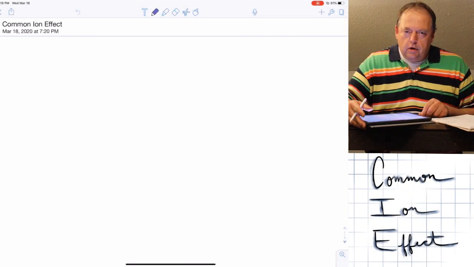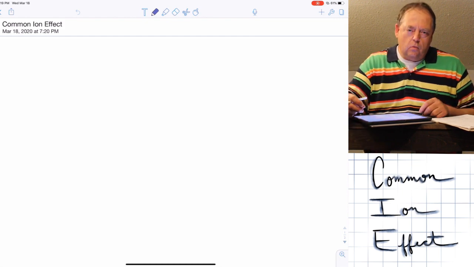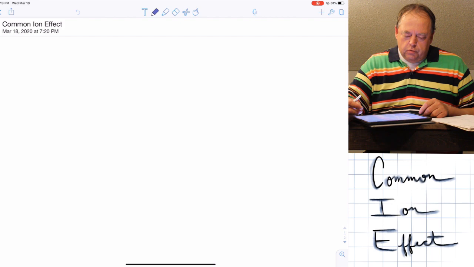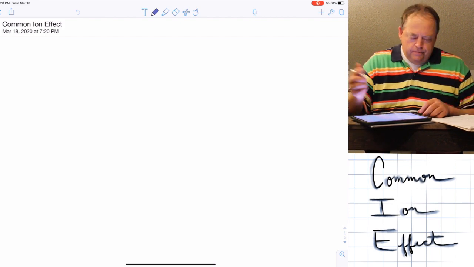Okay, so we're going to work a couple of problems over what's known as the common ion effect. Well, one problem with regards to the common ion effect, and then we'll work another problem which will ask the question, if you mix two solutions together, will precipitation occur?